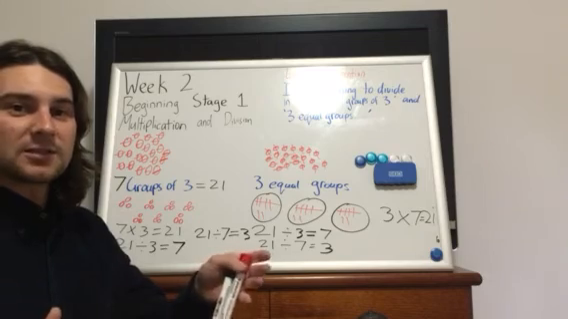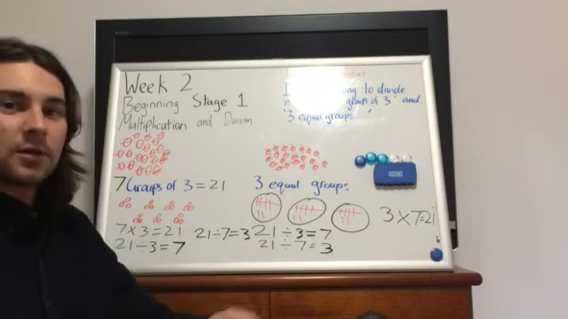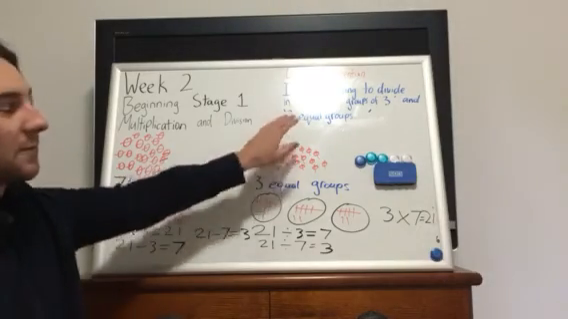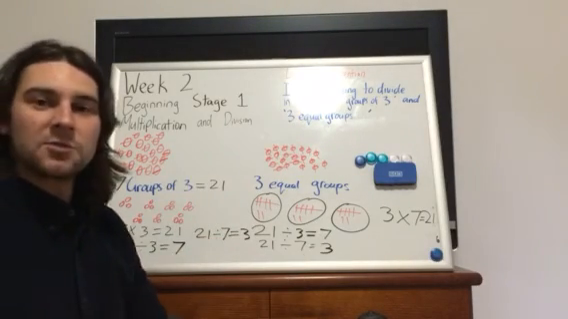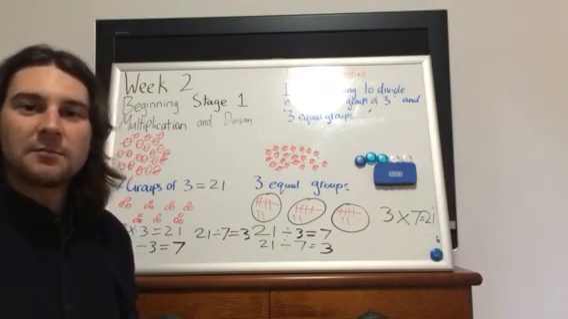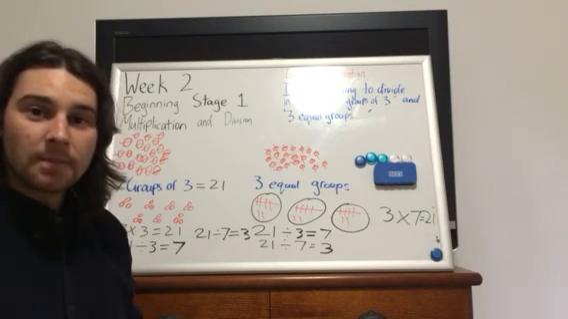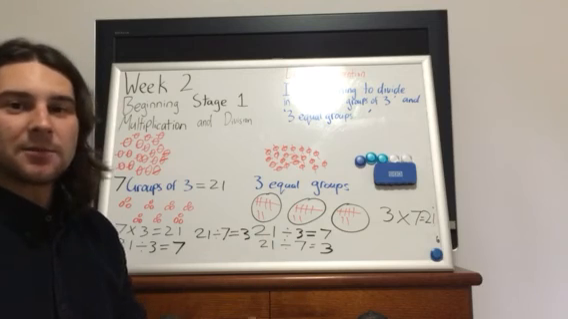So if you find it's a little bit too easy, why not move to bigger numbers? Or why don't you now, instead of making groups of 3, make groups of 4? So that means you're dividing by 4. Or why don't you start dividing by 5? Okay, guys?